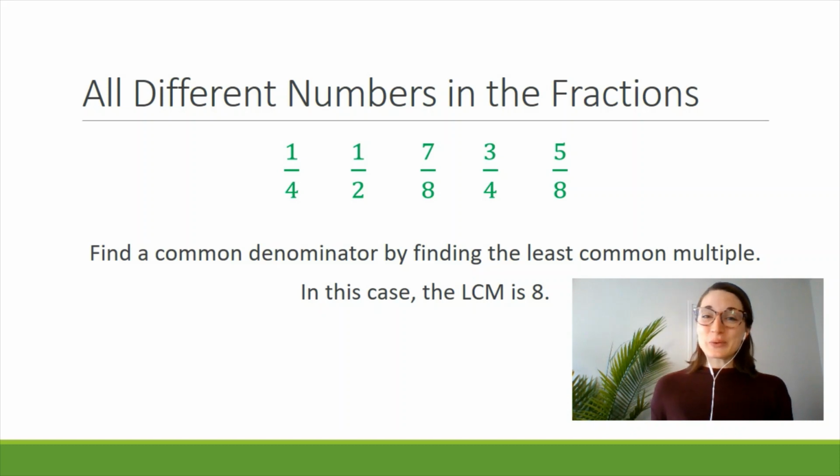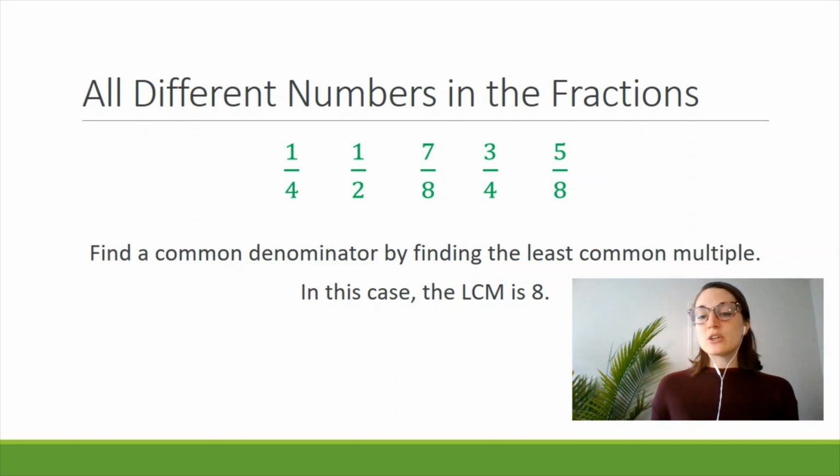Now, what do we do if we have all different numbers on our fractions? Well, we really can't compare them well unless they have something in common. So first, we're going to find the common denominator. Now, we can do this by finding the least common multiple, or LCM.